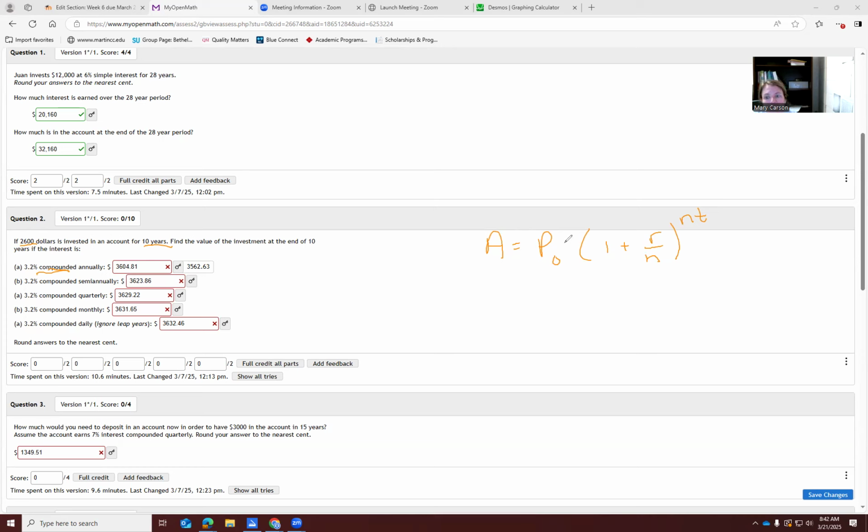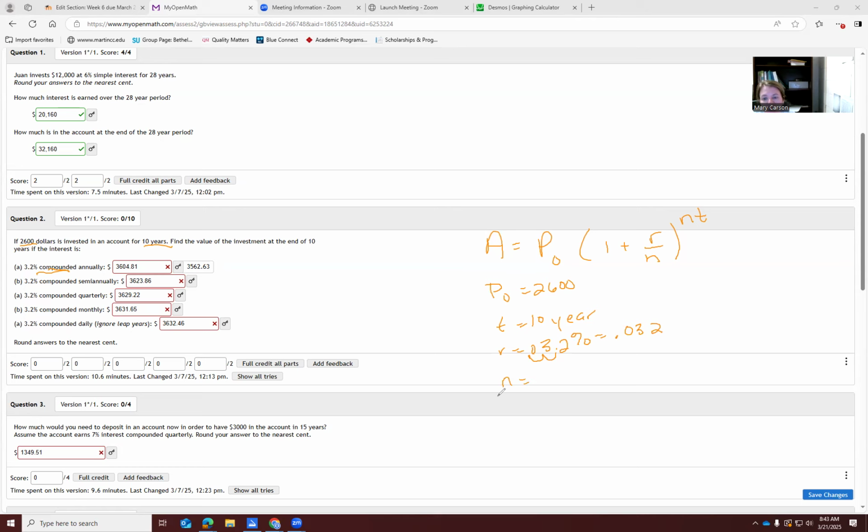So your P naught here is the amount that you're investing. So this is going to be your 2,600. So P naught is 2,600. We're investing it for 10 years. So 10 is going to be known as your T, your time. R is always your rate, and we're looking at 3.2%. We're not going to input that as a percent. We always have to change it to a decimal. And to do that, we move it 2 places to the left. So this will be 0.032 as a decimal.